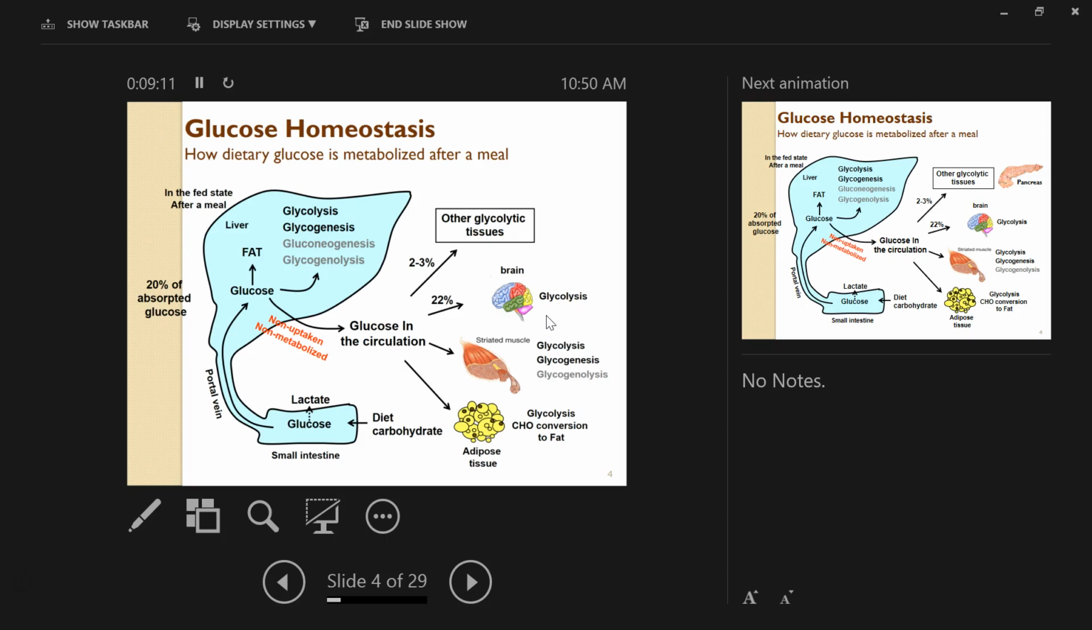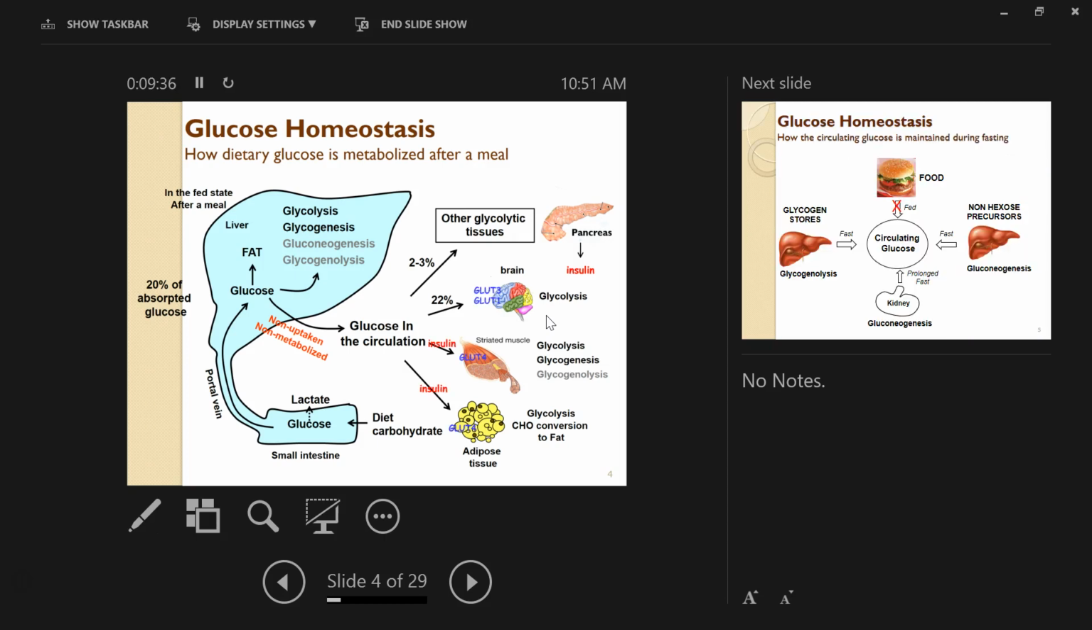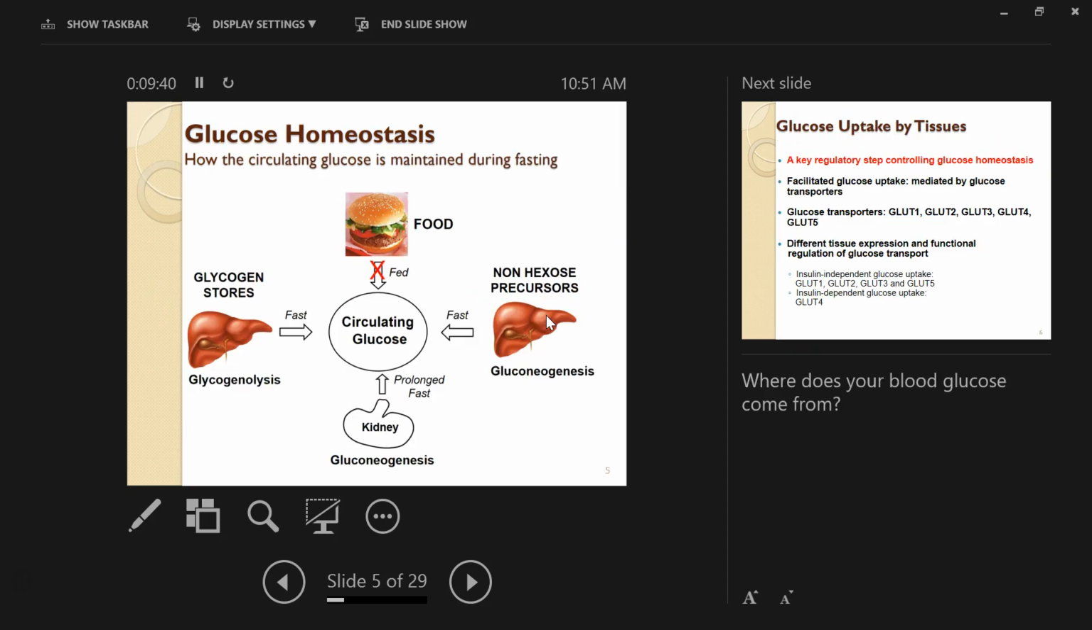So this is the first tier response, and then the second tier response is that once insulin levels increase, insulin can stimulate GLUT4 translocation and transport glucose into muscle and adipose tissue, right? And this slide is very important. And then the next slide is under the fasting condition, right?